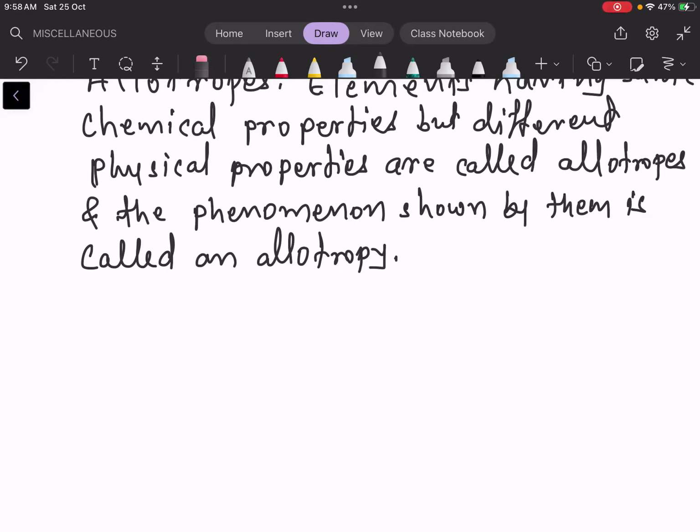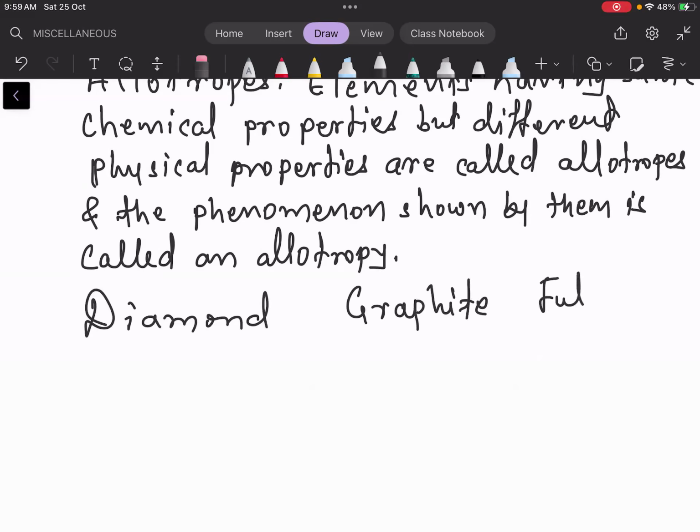Here is graphite. The next one is diamond. We'll do it like this. First one is diamond. Second one is graphite. And third one is fullerene.